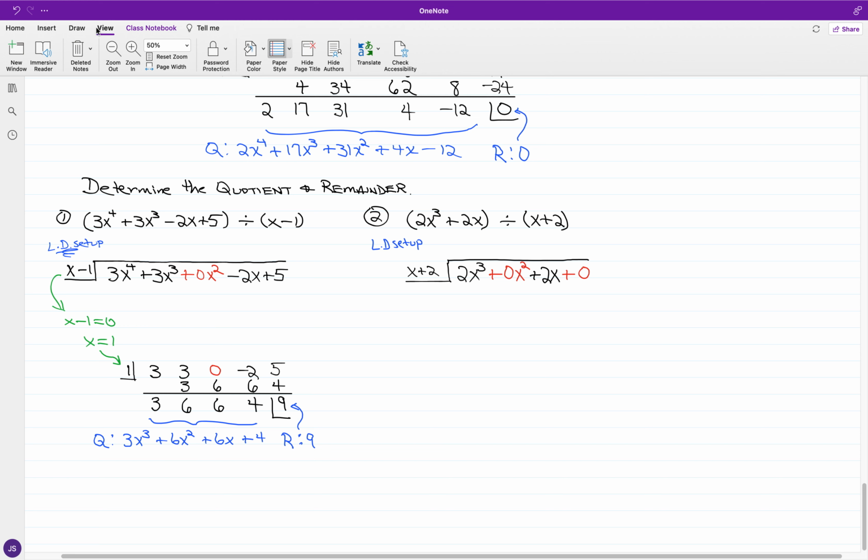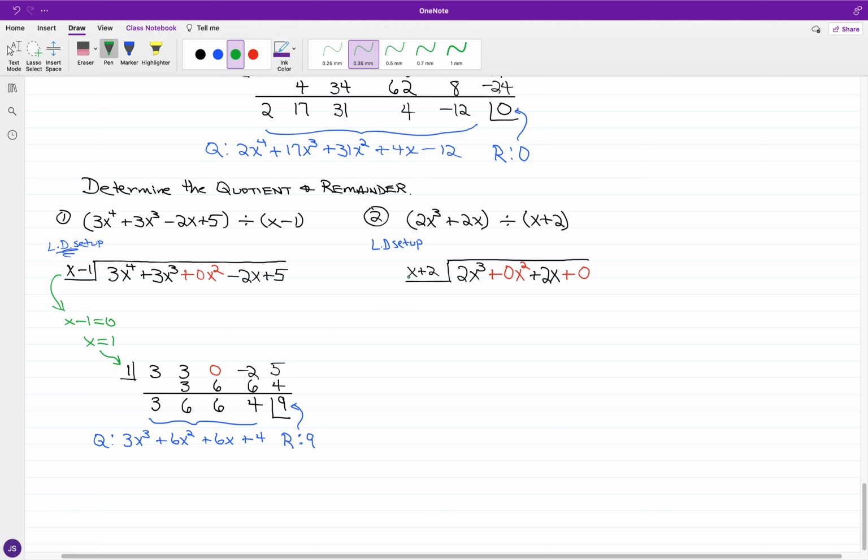And for the synthetic division with the divisor at x plus 2. So if x plus 2 is 0, then the 0 value in the synthetic division is going to be at negative 2. So setting up what we have, we got negative 2 in reference to the divisor, and then for the coefficients of the dividend, we got 2, 0 for the missing x squared, 2 for the 2x term, and again 0 for the missing constant at the end.